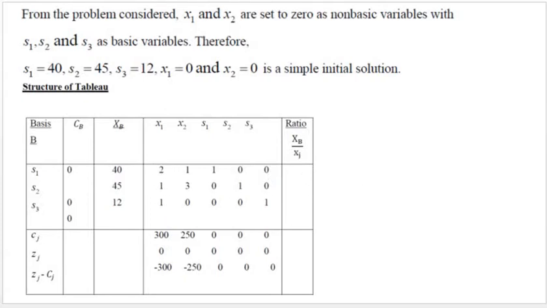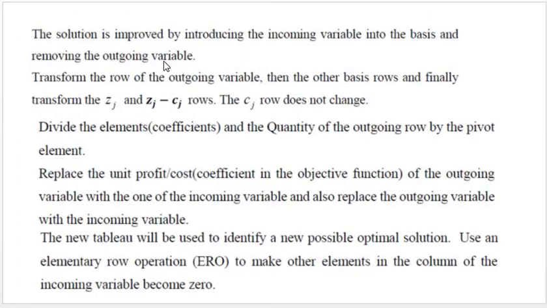Then take the minimum ratio. Corresponding to that minimum ratio, select the row, and there is an intersection element with respect to the selected row and selected column. That element is the pivot. Improve the solution by introducing the incoming variable into the basis and removing the outgoing variable, and transform the row of the outgoing variable and calculate the Zj minus Cj value.